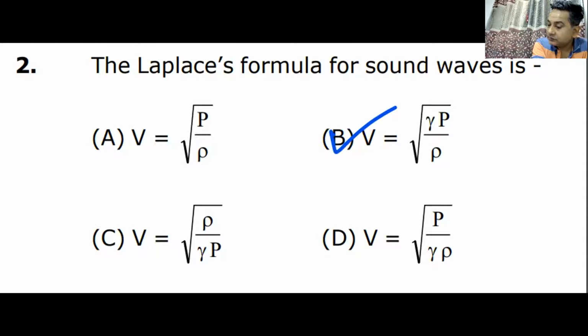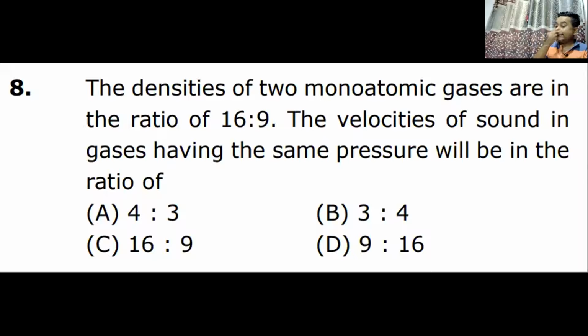Comes the next question, and it is a pretty straightforward one. The densities of two monatomic gases are in the ratio of 16:9. The velocity of sound in the gases having the same pressure. Pressure is same. Remember, there are two different gases. Pressure is same. Densities are in the ratio 16:9. What will be the ratio of speeds of sound or velocity of sound? And your answer is which one? Can I have your answers?